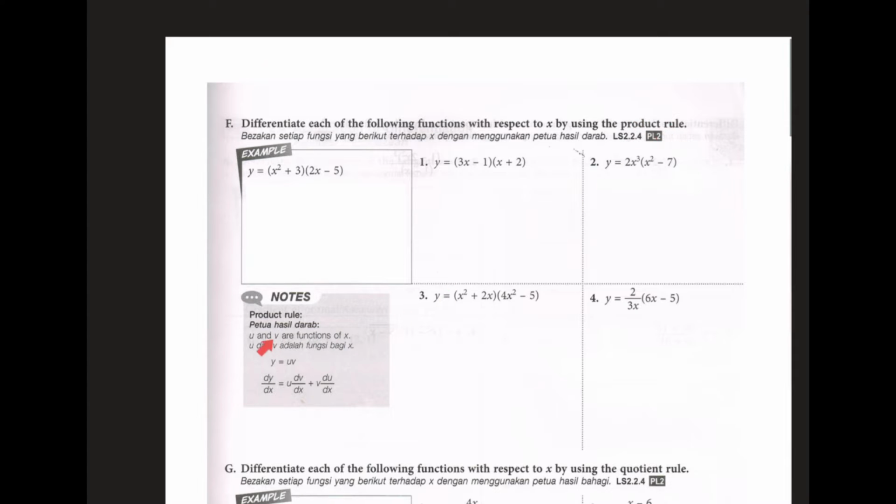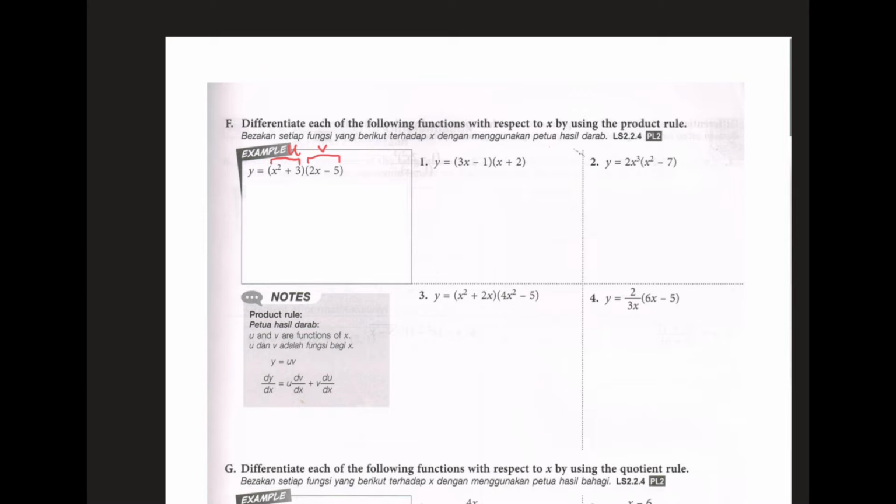Product rule. So the formula is here. u and v are functions of x, and the more important thing is they are multiplying. For example, if you have this multiply with this, then this one is known as u, this is v. So let's say I label it first. This is u, and then this is v.